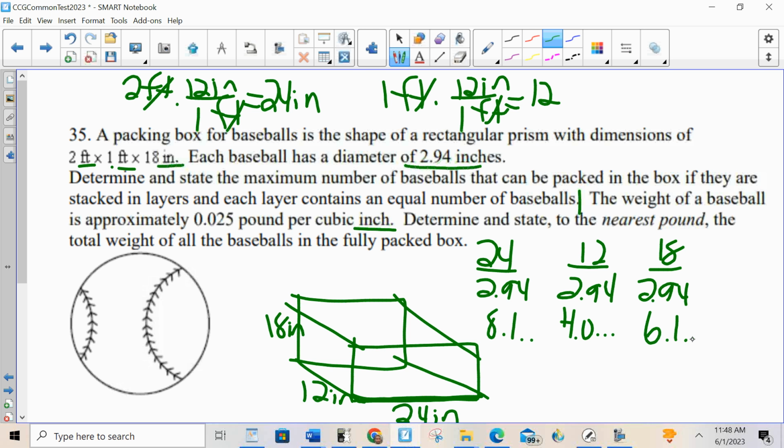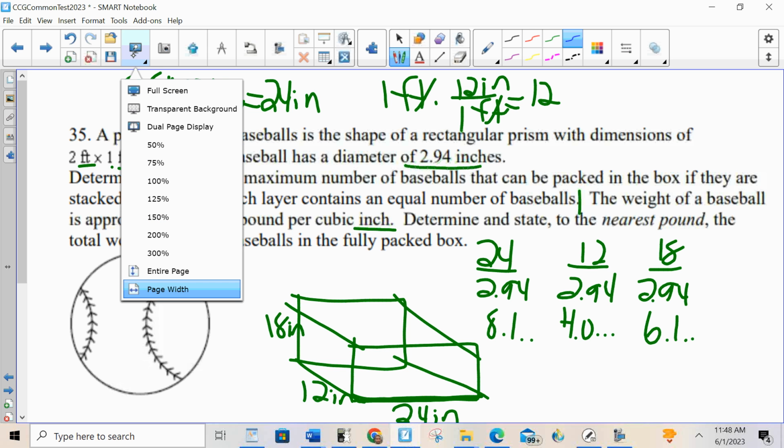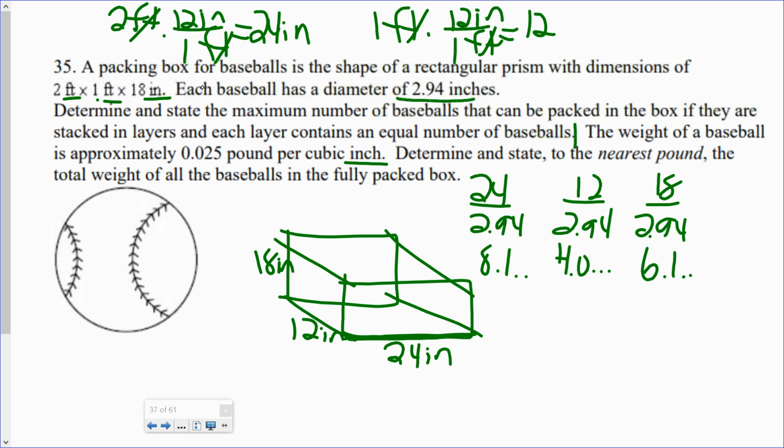So I'm looking at my 20. I'm looking at my base. So what I'm going to do, just the way my brain works, is look at the floor. If I'm putting baseballs in a box, I'm putting them on the bottom of the box. I'm just going to draw a rectangle.